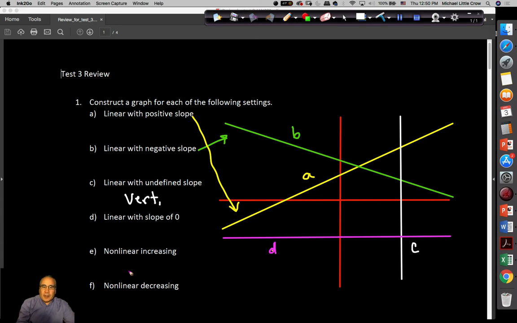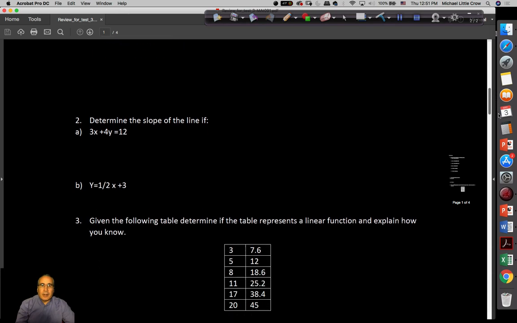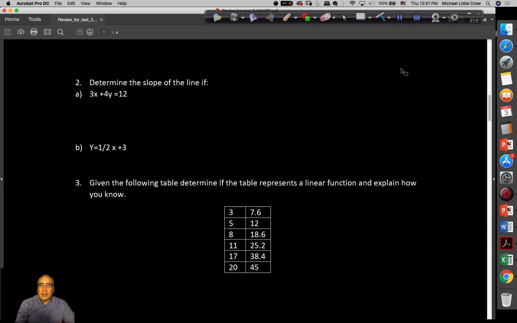Now, nonlinear increasing. Nonlinear just means it's not a straight line, so it would be some sort of curve going up. A nonlinear decreasing would be some sort of curved line going down. Anything like that. Okay, so that's our answers for question number 1. Let's go ahead and take a look at number 3. Actually, I meant we'll be back to do question number 2, not 3.